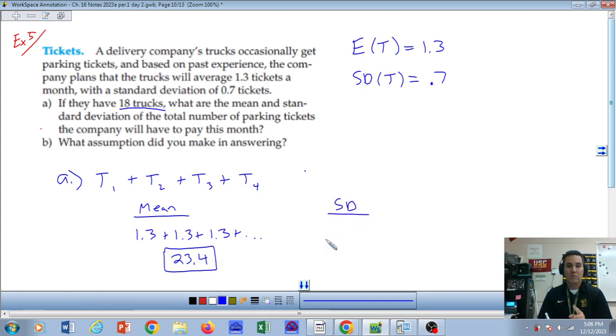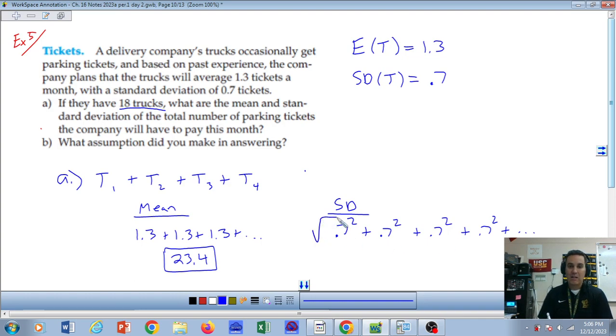but the standard deviation will be different. It's not 18 times 0.7. It's going to be 0.7 squared for the first truck, plus 0.7 squared for the second truck, plus 0.7 squared for the third truck, plus 0.7 squared for the fourth truck, blah, blah, blah, all the way till you get to 18 of them.